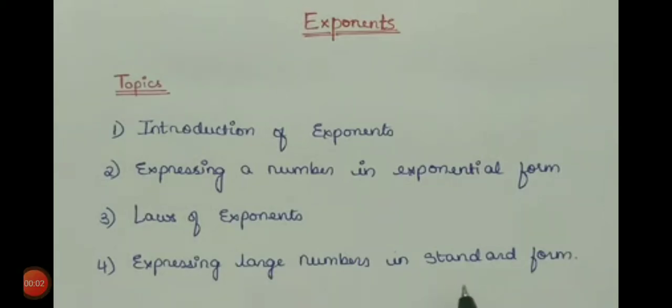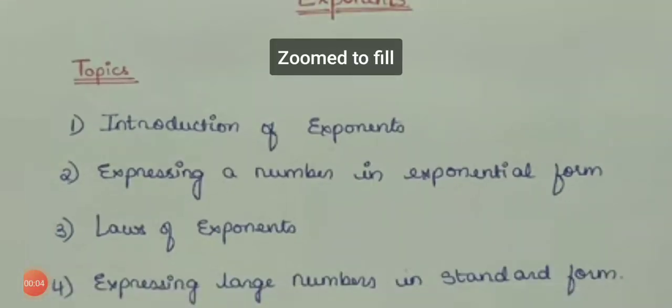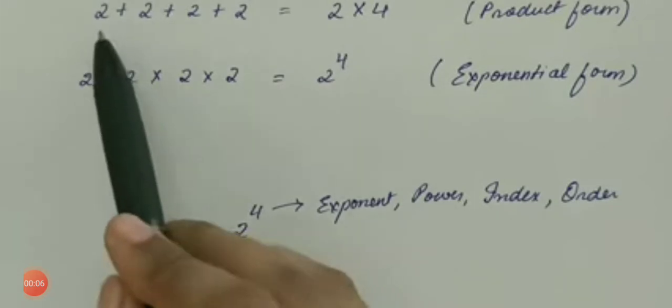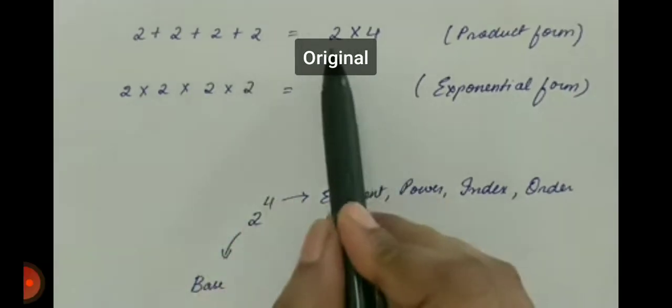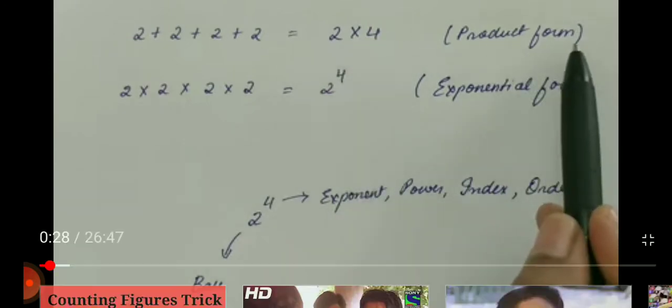large number in a standard form. The repeated addition of a number can be written in a short form known as product form.